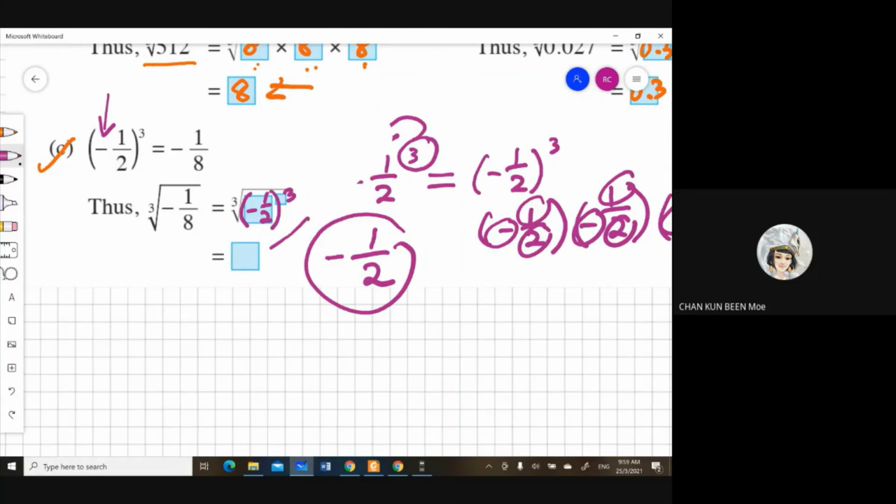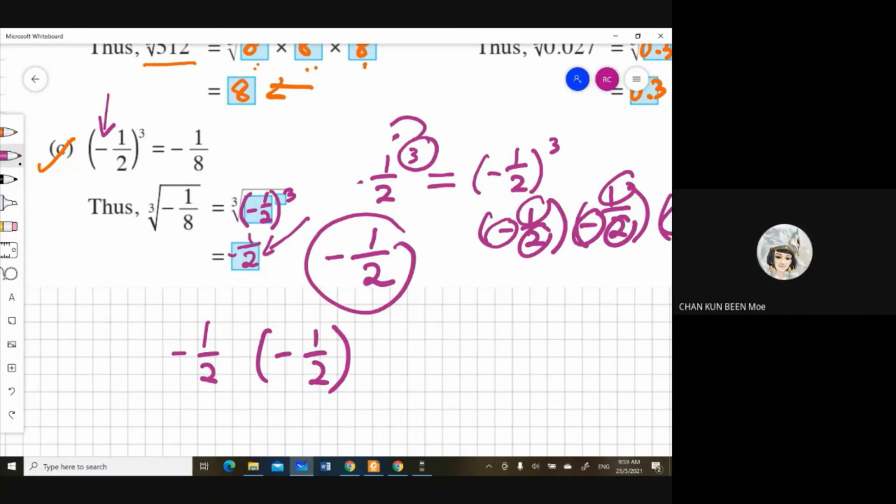So next thing, what should you fill in here? Negative 1 over 2 in cube. Okay, if it is negative 1 over 2, do you have to put it in bracket? No, not needed anymore, because there's no difference. Negative 1 over 2 or negative 1 over 2 in bracket, there's no difference anymore. So if there's no difference, then you just ignore the bracket. No need to put them in bracket. Okay, they are the same. Clear?